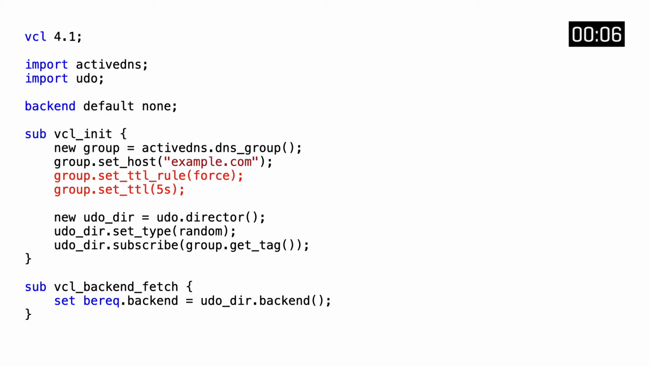The DNS update frequency comes from the TTL value of the DNS record. But we can override this by setting our own TTL rule and switching it from the default value, which is abide, to force, which means where the DNS update interval was initially an hour, now it is 5 seconds.